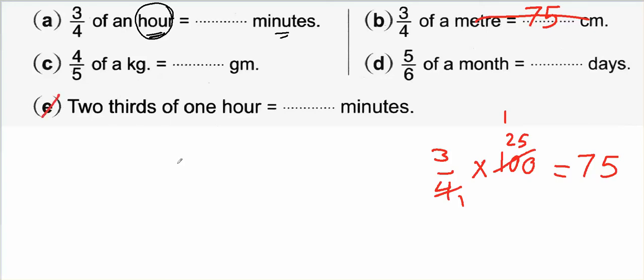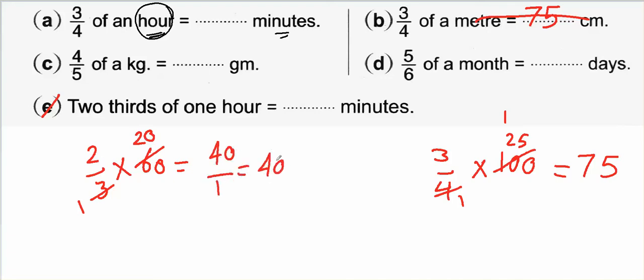2/3 of 1 hour. 2/3 means 2 over 3 times 60 minutes. 3 divided by 3 equals 1, 60 divided by 3 equals 20. We can do it firstly directly: 60 divided by 3 equals 20. Now multiply numerators and denominators. 2 times 20 equals 40. 40 over 1 equals 40. Yes, 2/3 hour equals 40 minutes.